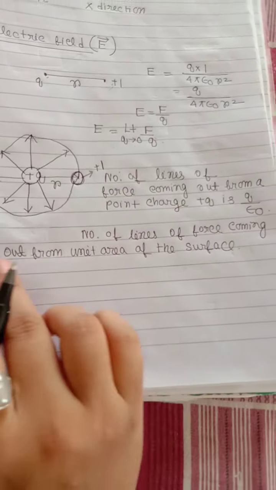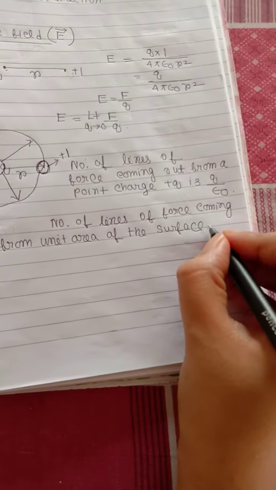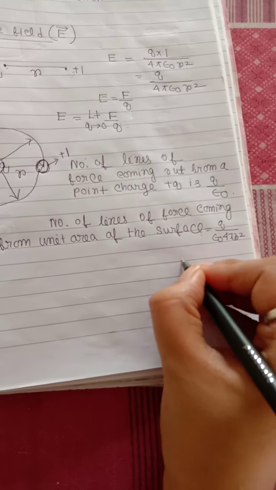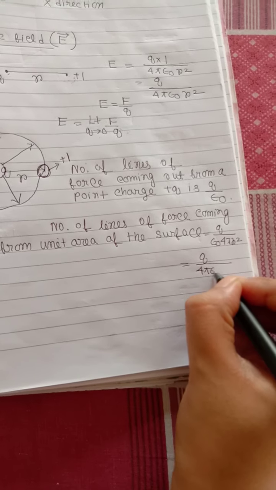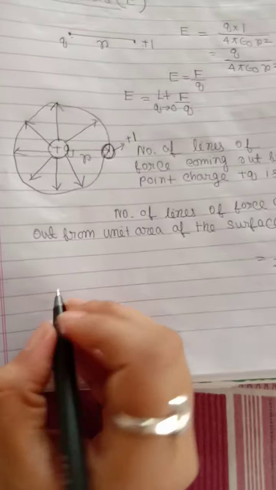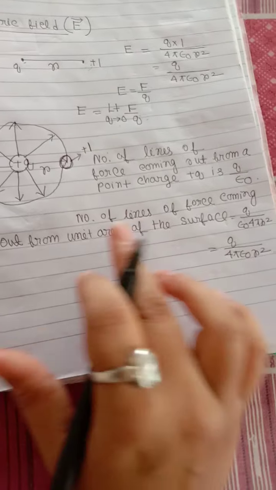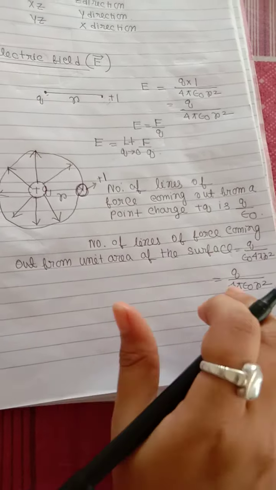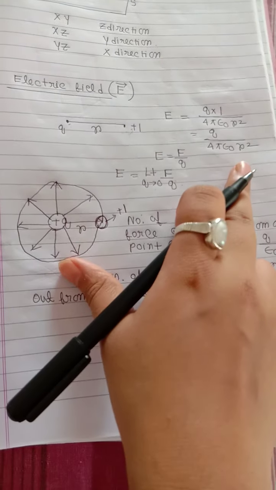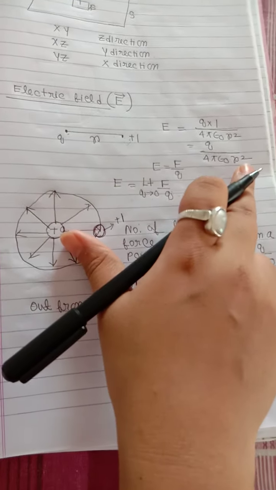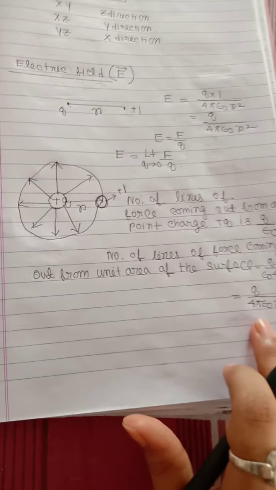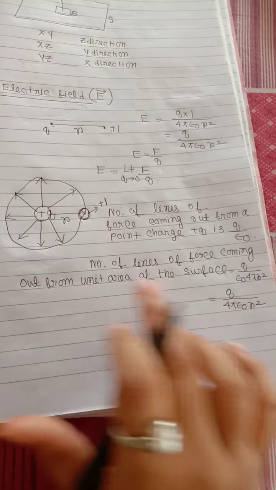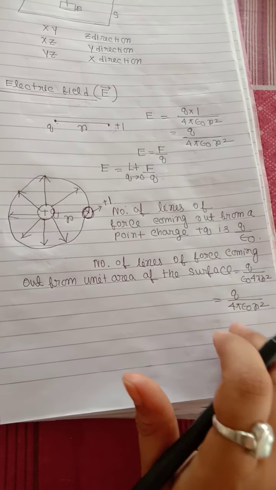Now the number of lines of force coming out per unit area should be q by epsilon 0, 4 pi r square. We have to divide it by the area, so q by 4 pi epsilon 0 r square. So we can think of an alternate definition of electric field: the number of lines of force coming out from the unit area of the surface gives us the electric field. From the definition we already get q by 4 pi epsilon 0 r square, and here also we have calculated the electric field q by 4 pi epsilon 0 r square. So the number of lines of force coming out from the unit area is q by 4 pi epsilon 0 r square.